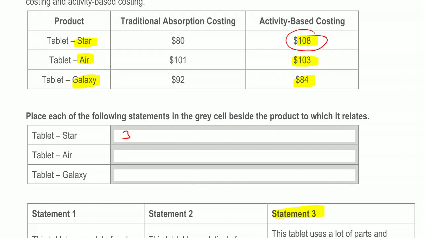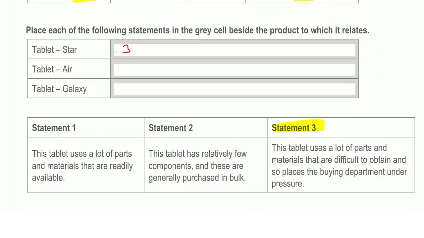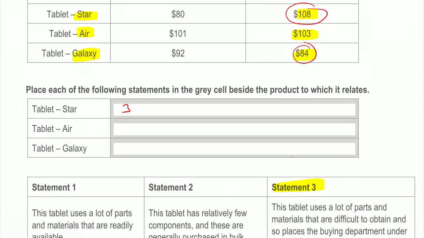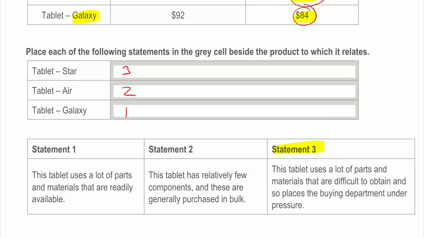So applying my best exam technique, I'm going to park that one for a minute and come back to that statement when I've had a look at the other one. This tablet uses a lot of parts and materials that are readily available. Well, that sounds like that's going to make it very cheap then. So I think that's probably the Galaxy. So the Galaxy is Tablet 1, which by default means that the Air is Tablet 2. Yes, it is cheaper than the Star. It has relatively few components, and these are generally purchased in bulk.